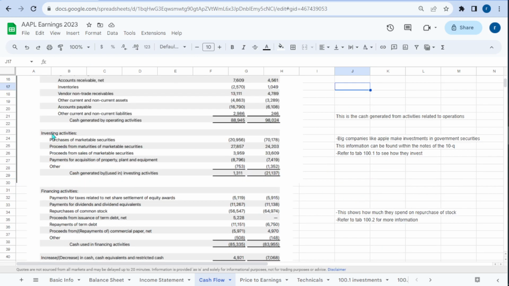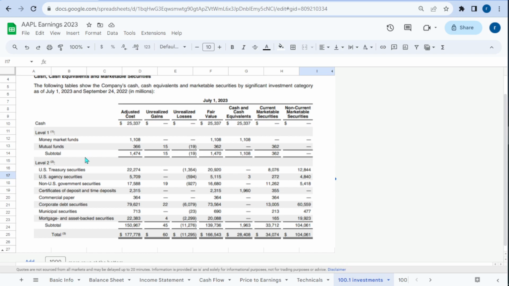Now, right here, we have investing activities. So, big companies like Apple, they'll purchase bonds, they'll purchase municipalities, and they actually put their securities that they purchase on the 10Q. So the 10Q is pretty much the form that comes out every single quarter when they have earnings. So right here, I said refer to tab 100.1 to see how they invest. So let's just go there real quick.